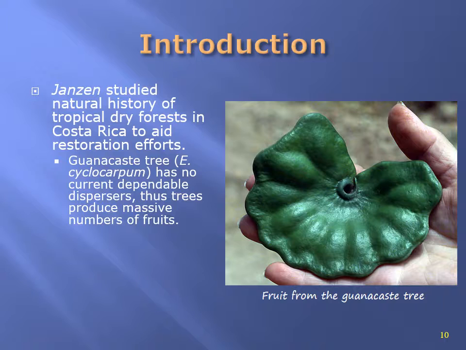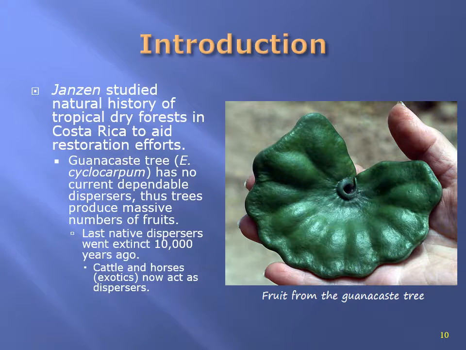And the more they studied the tree, they realized that most of the really large mammals that used to eat these seeds went extinct tens of thousands of years ago. And then they saw that when people brought cattle and horses to the area, that cattle and horses acted for a long time as dispersers. So even though they weren't native animals, they became important to dispersing the seeds.